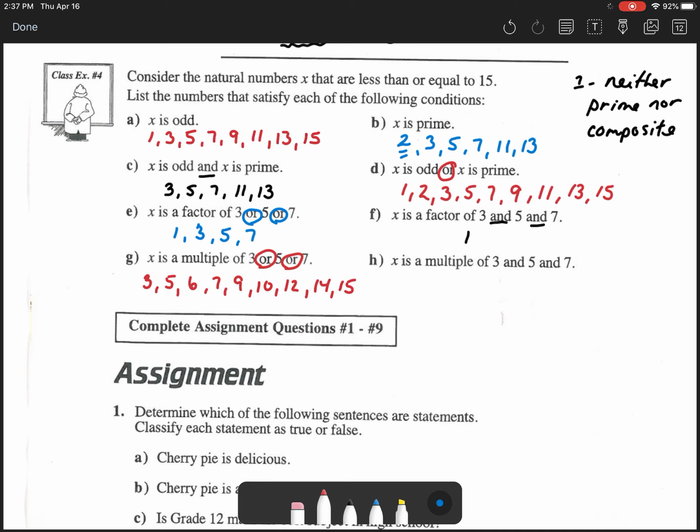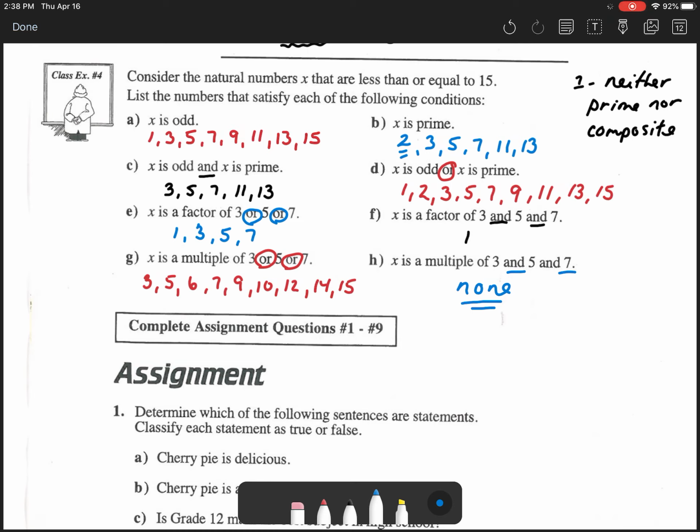Okay, so again, any of those numbers I just wrote down are multiples of either of them, okay, the 3 or the 5 or the 7. And then finally here, x is a multiple of 3 and 5 and 7. So it has to be a multiple of all of them. But again, natural numbers less than 15 because that's the original instructions. So if you take a look at the list that we have, there are actually none. Okay, no numbers that are multiples of all three of those.